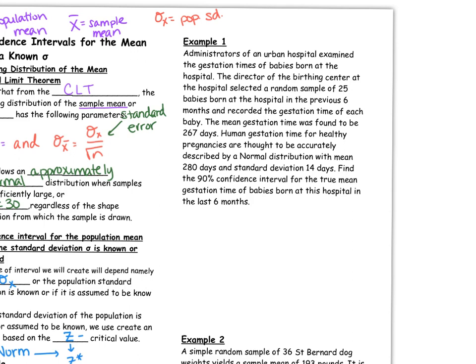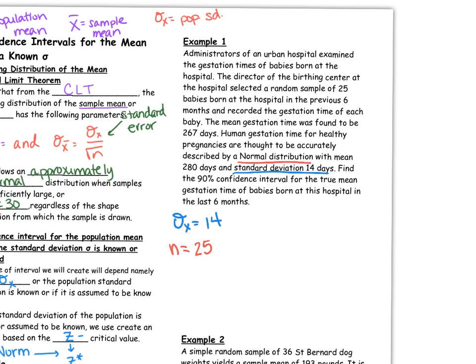Is a standard deviation given to me, yes or no? Do I know sigma? Yes. They tell me standard deviation is 14 days. What's n? 25. What's wrong with that number? It's less than 30. So what do I do next? Check to see if they tell me that it's normal. Yes, described by normal distribution. So I'm okay with that, everybody.